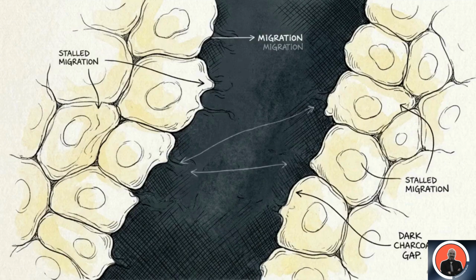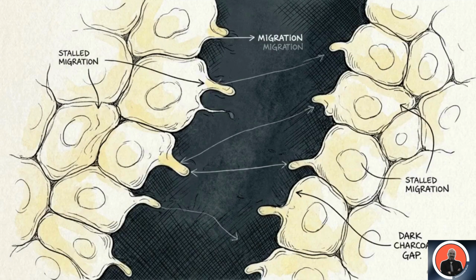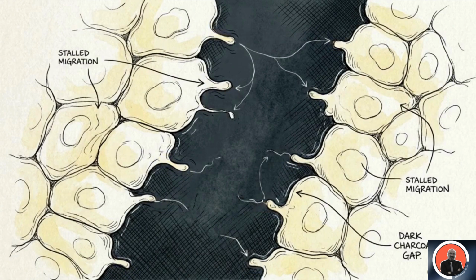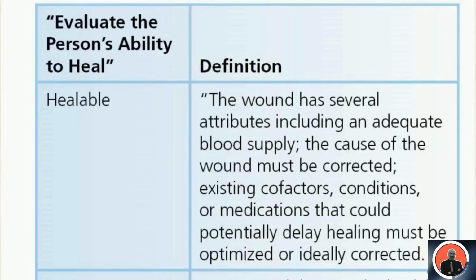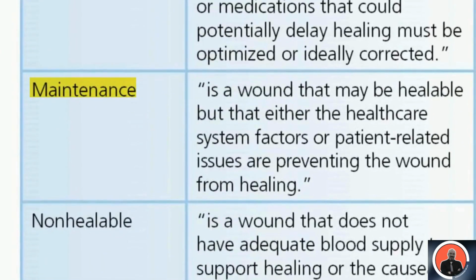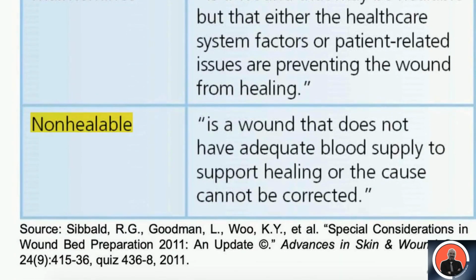Transitioning to the diagnosis node, the data gathered forces us to confront a primary clinical misconception. Not all wounds are biologically capable of complete closure. This table outlines healability, our primary triage filter. A wound is healable if blood supply is adequate and the cause is correctable. A maintenance wound has potential, but systemic issues block healing. A non-healable wound lacks perfusion, making closure biologically impossible.